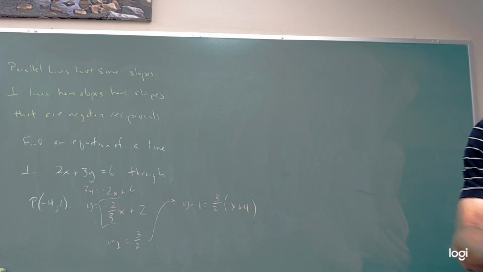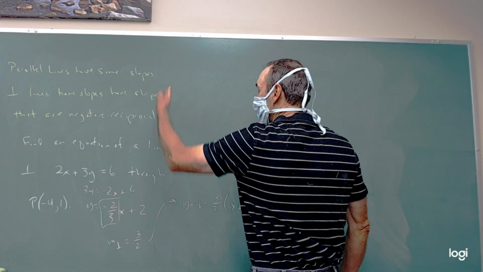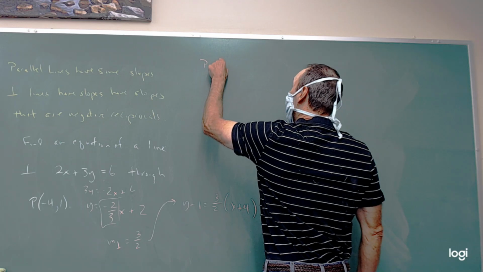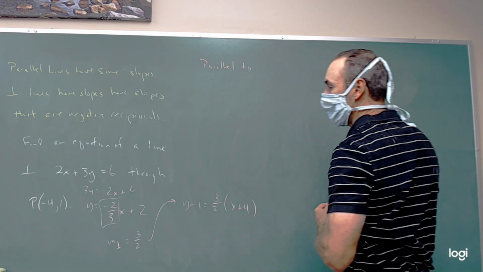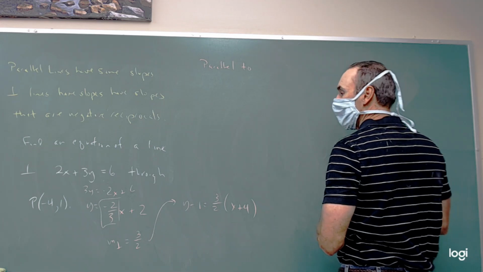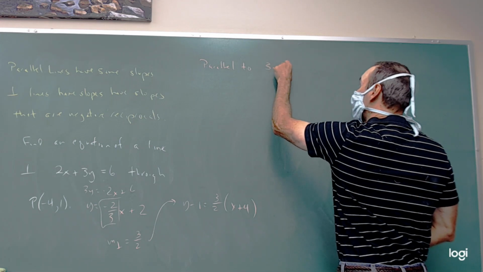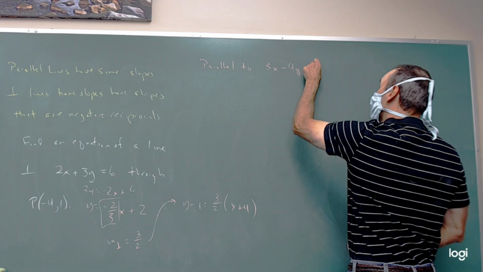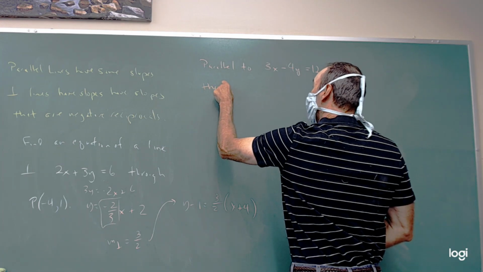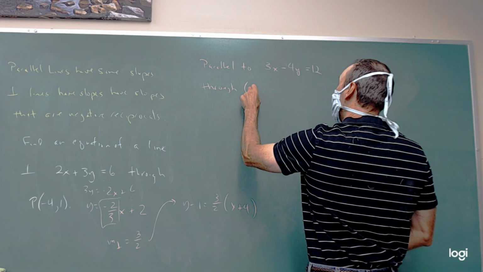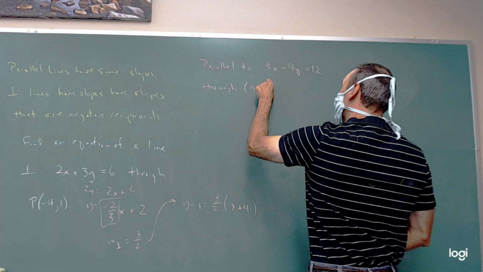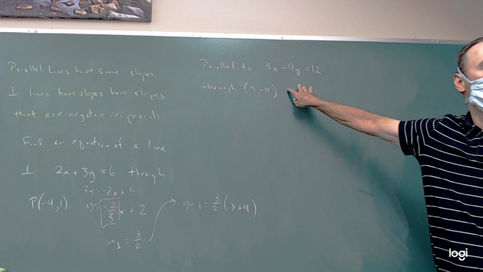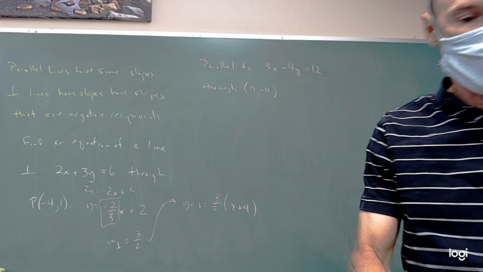It's crazy. Okay, I think we better do another one of these. So I'm going to say this time, similar but slightly different question. So we're going to find an equation of a line parallel to, and let's say we have here, let's go 3x minus 4y equals 12 through the point, this time we'll say 9, negative 11. Okay, so parallel instead of perpendicular on this one. All right, others, come on up and give it a shot.